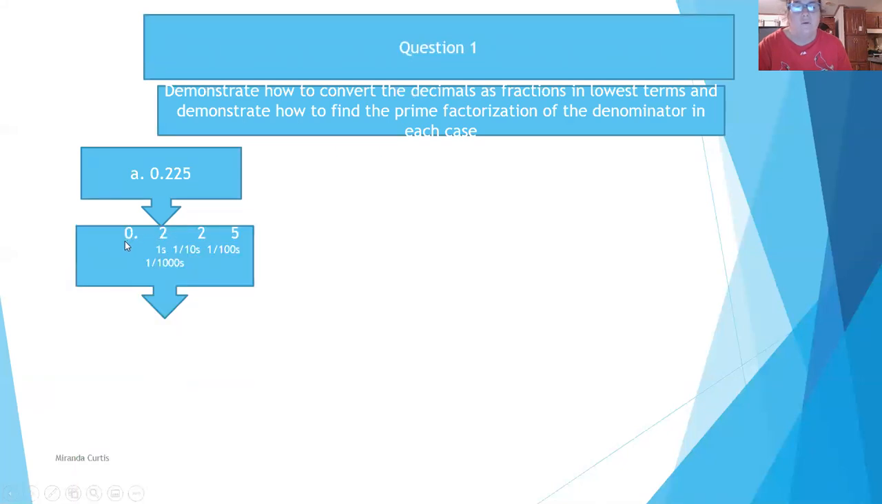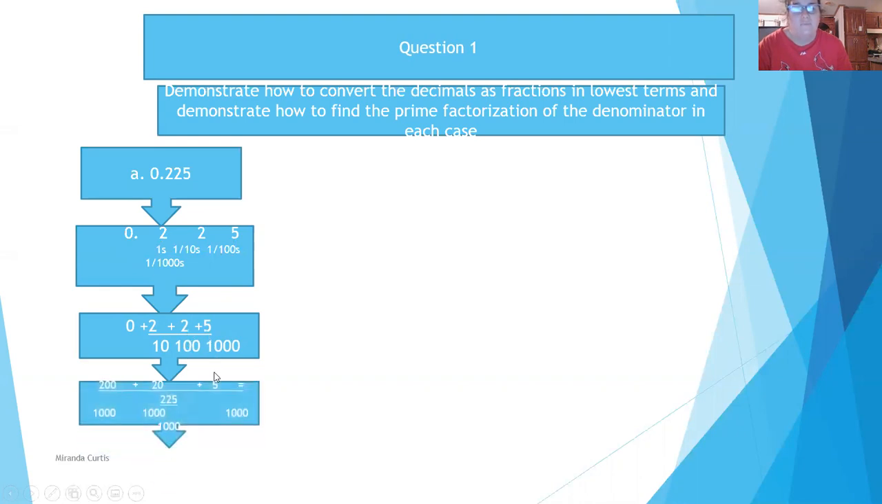So 0 is in the ones, 2 is in the tenths, the other 2 is in the hundredths, and the 5 is in the thousandths. So what we're going to do is put them over that. So it's going to be 2 over 10, this 2 is over 100, and this 5 is over 1,000. Okay, then we're going to find the common denominator, which is going to be 1,000.